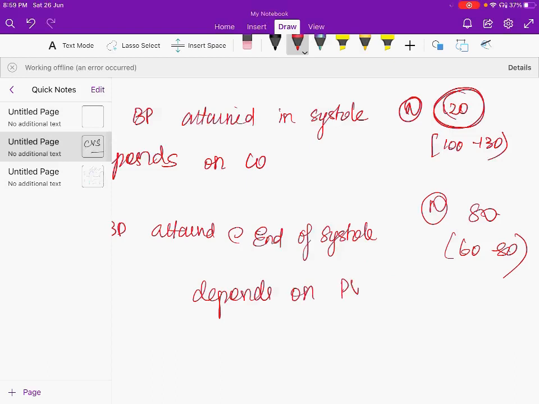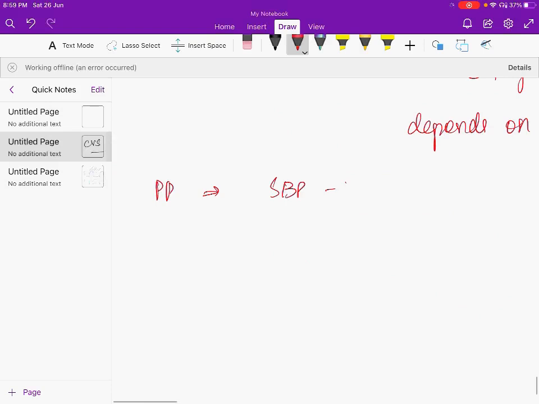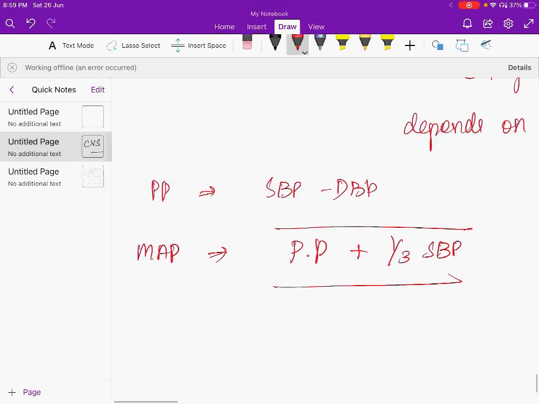So next, pulse pressure. Pulse pressure is nothing but the difference between systolic BP and diastolic BP. Then mean arterial pressure. Mean arterial pressure is nothing but diastolic pressure plus 1/3 of your pulse pressure.